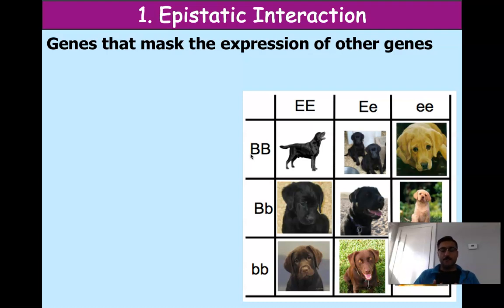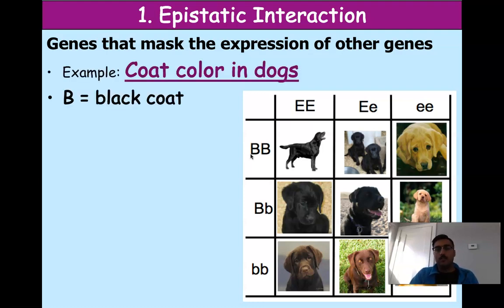So you've got a trait, but you've got this other gene that's going to block the expression of that trait in certain circumstances. And so let's take a look. Really good example, coat color in dogs. Okay, let's say I've got some dogs.